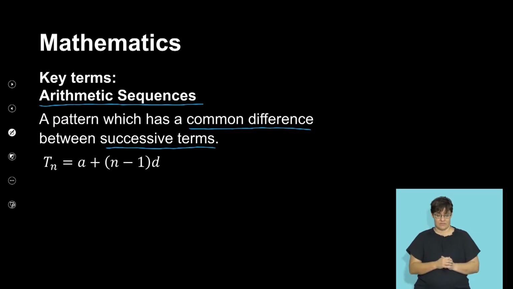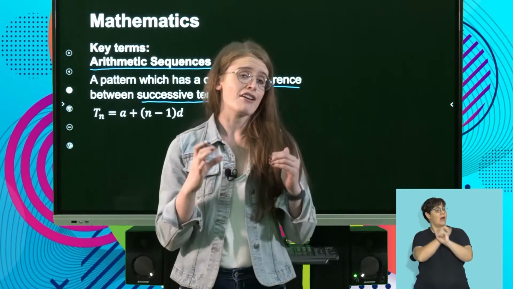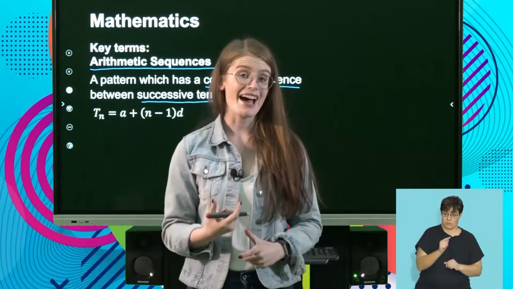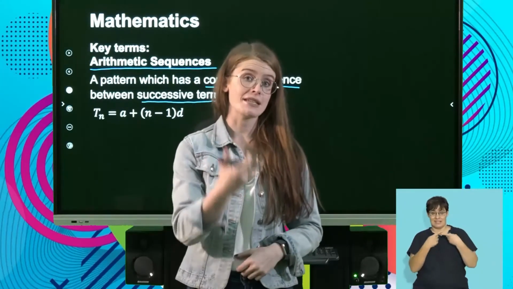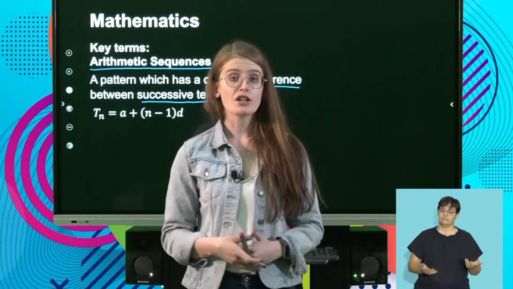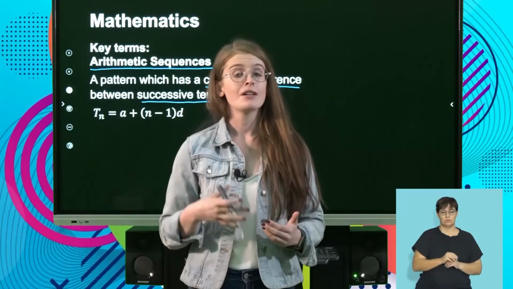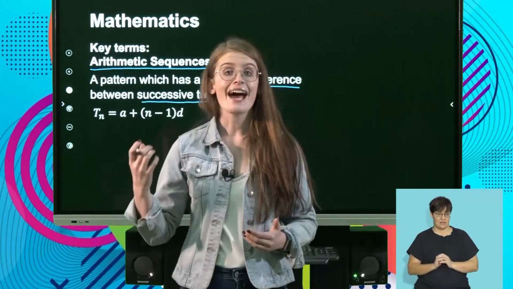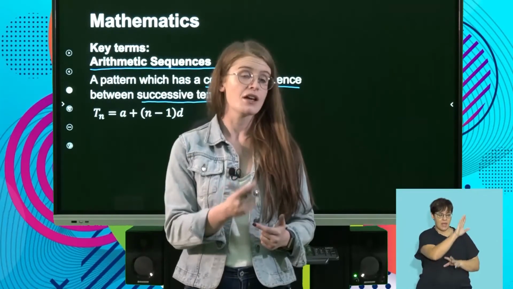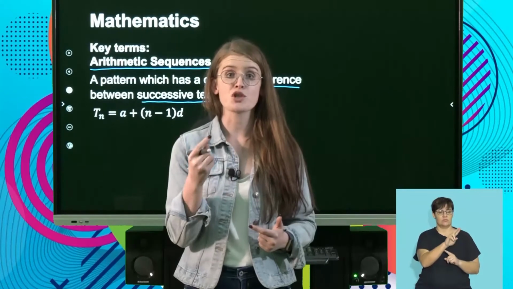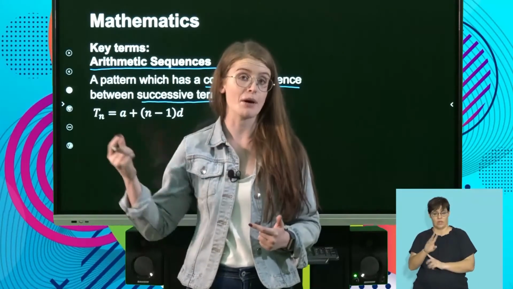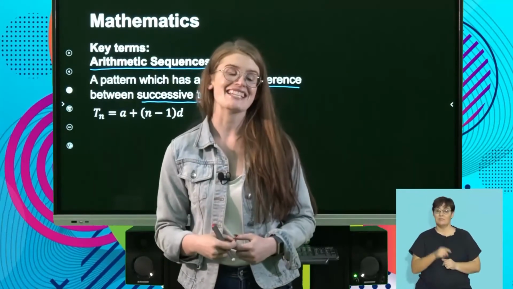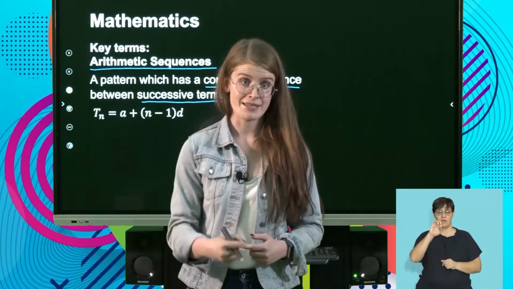So guys, hopefully this does ring a bell. An arithmetic sequence's most important property is the fact that there is a common difference. So if I look at the pattern that goes 2, 4, 6, 8, 10, I can see that each time the difference has been positive 2, as each term has increased by positive 2. So if there is a common difference, that means that it is an arithmetic sequence.